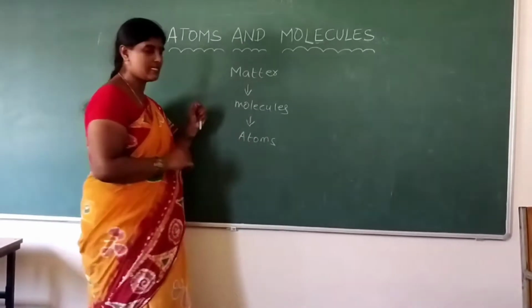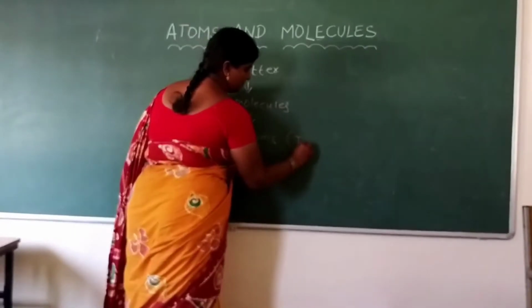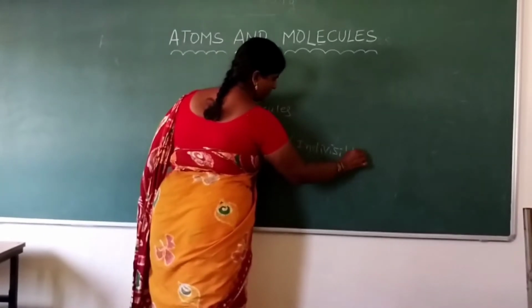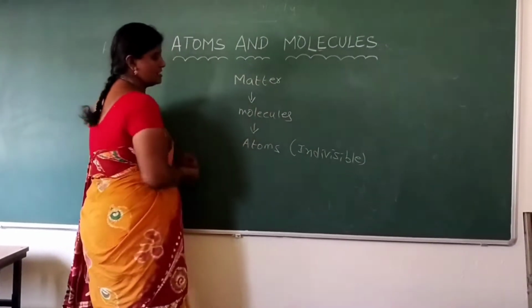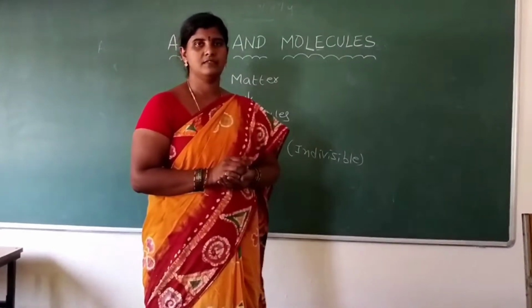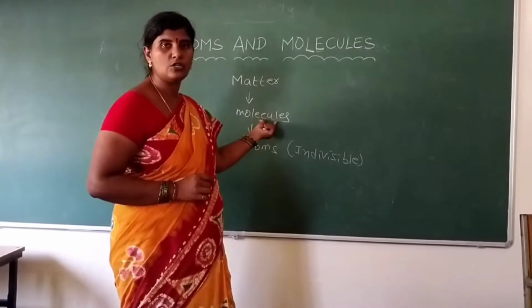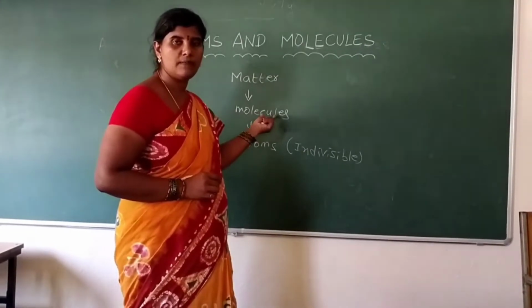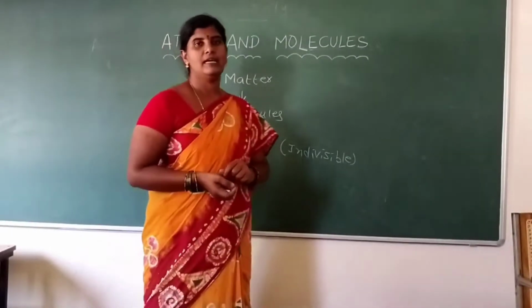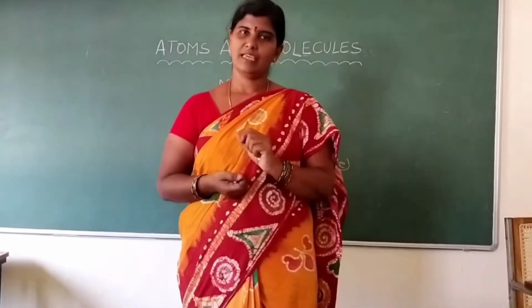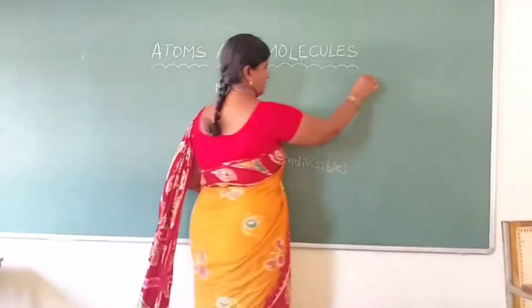Here atoms are indivisible. We are unable to divide the atoms. A group of atoms combined forms a molecule and a group of molecules combined forms matter, either a living thing or non-living thing. Let us observe an example.